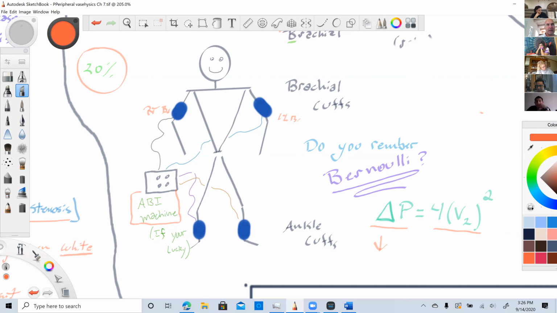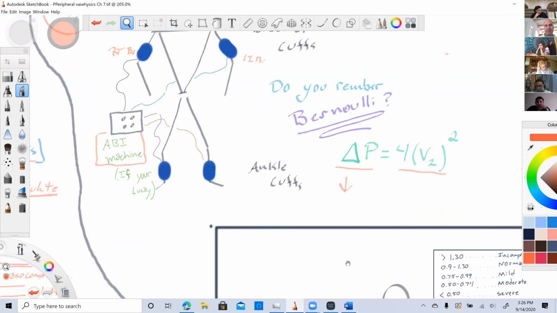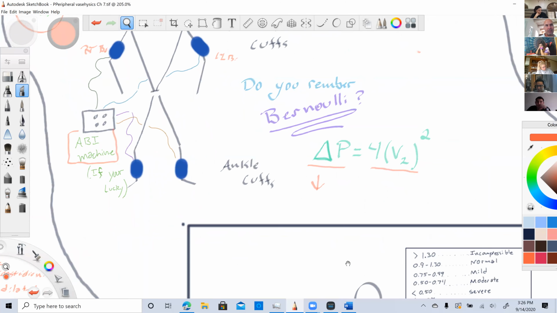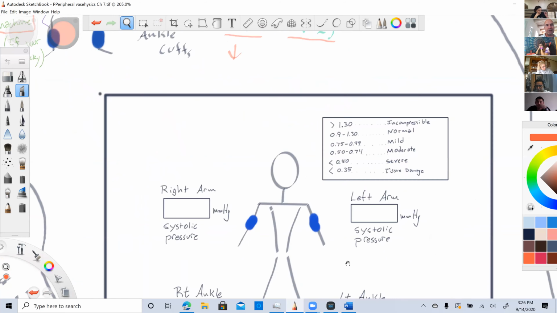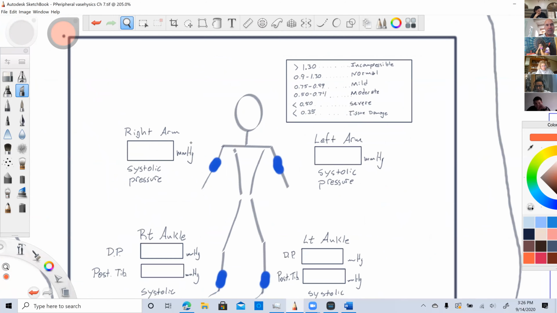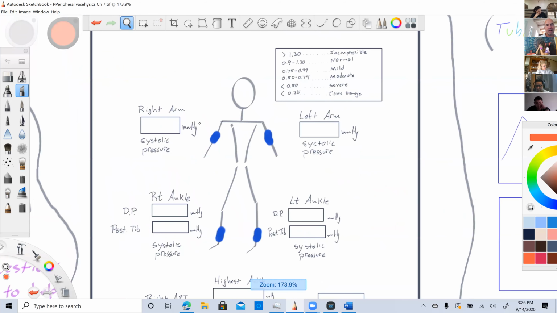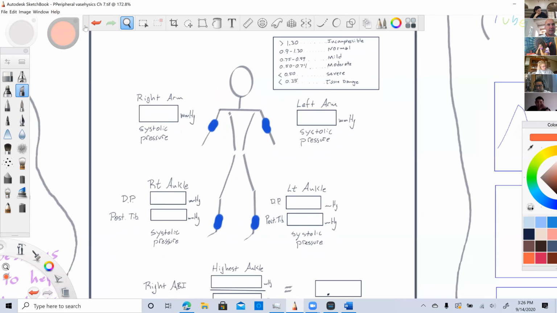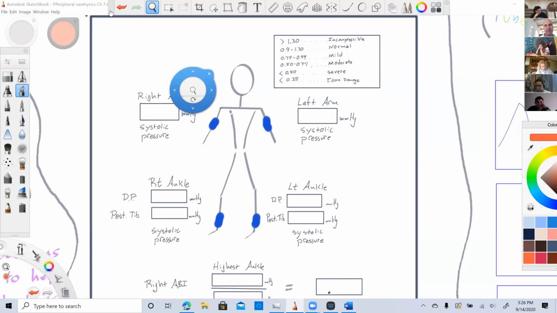actually, let's go down to our worksheet here. So we have this guy all set up. Brachial and ankles are set up. And we have this worksheet. Let's get you up and out of the way here. Okay.